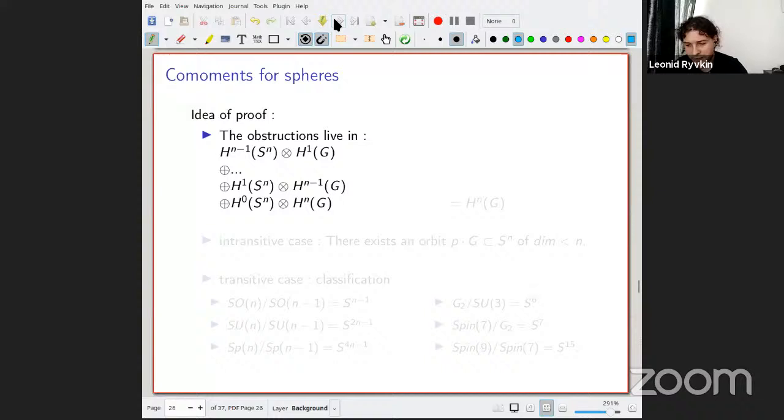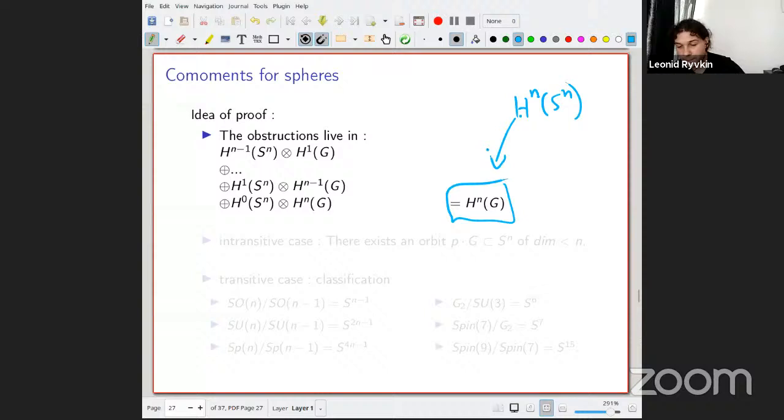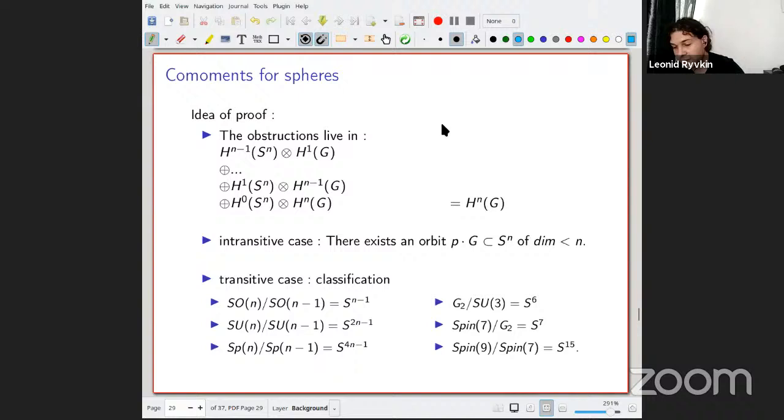Once per talk, one should make a proof, even if it's very short. Basically, the cohomological obstruction reduces to only one class in this context, which is pulled back from the volume form of the sphere by means of the orbit map. In the case of an intransitive action, we can factor this map through an orbit. In the intransitive case there will always be an orbit of lower dimension, so the obstruction will be zero there, and hence zero here also. In the transitive case, there is a classification of effective group actions, and we check case by case what happens to the cohomological obstruction.